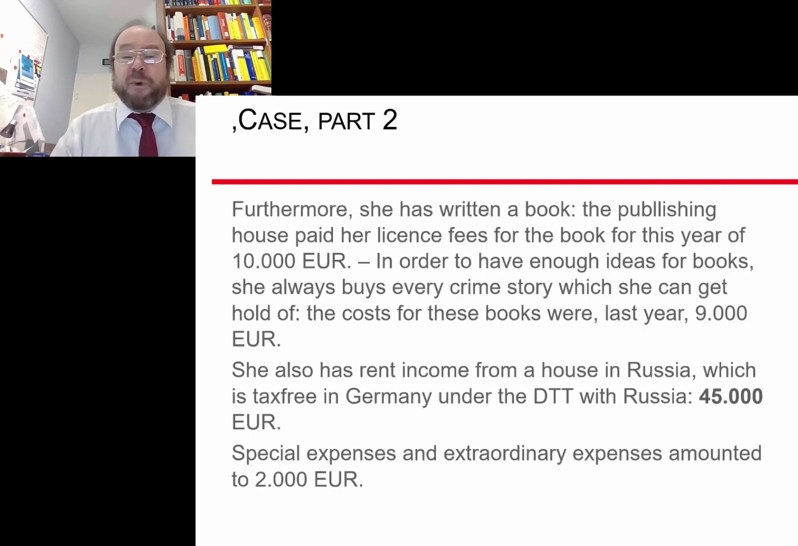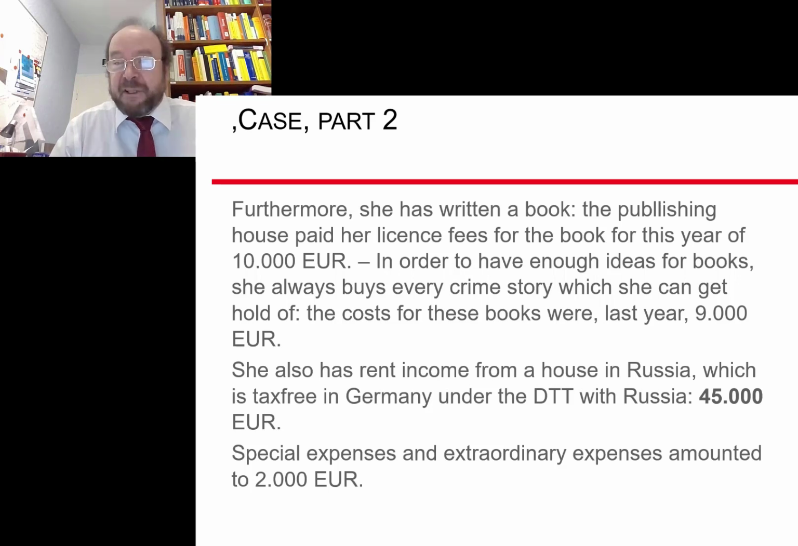And furthermore, she has written a book. The publishing, again, that shows she should rather not write a book because publishing is also typed wrongly. Sorry, it was a bad day when I conceived that case construction here. The publishing house paid her license fees for the book for this year of 10,000 euro.